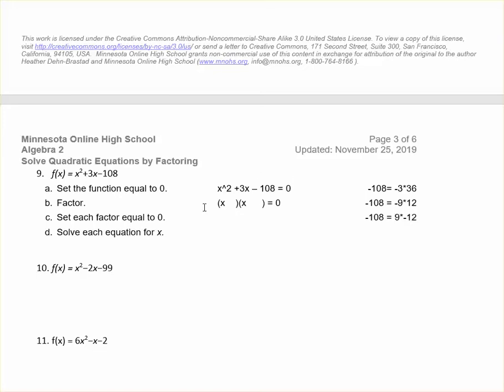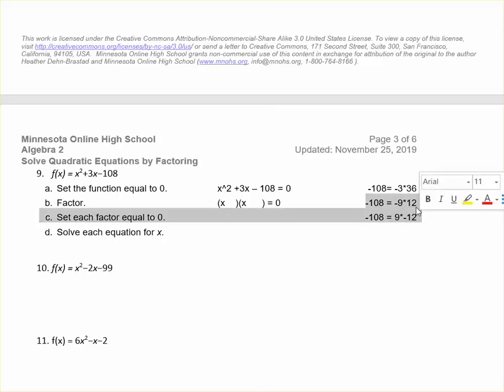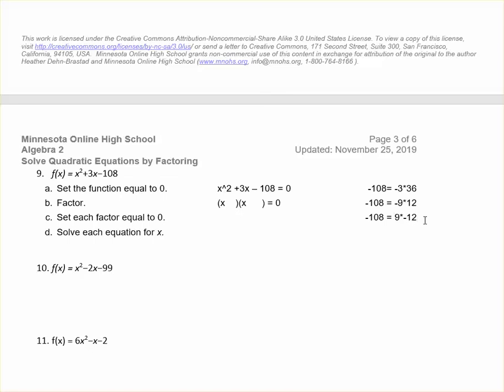Let's look at our problem again. We need a positive 3. So which one of these two factors would equal a positive 3 when we add them? Negative 9 plus 12 or 9 plus negative 12? It would be this one, because if you take negative 9 plus 12, you would get a positive 3.